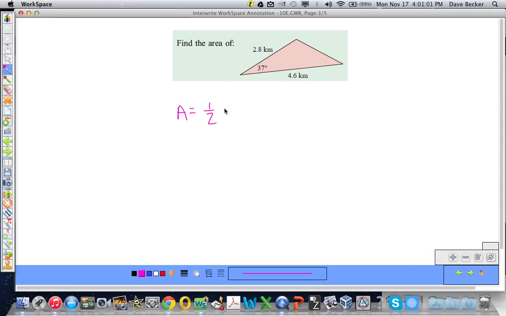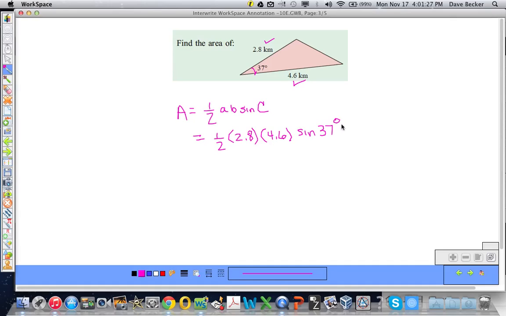Area equals 1/2 AB sine C. Well, it's just the two sides that form the angle. Like this side and this side form this angle. So this is perfect. So this is 1/2 times 2.8 times 4.6 times the sine of 37 degrees.